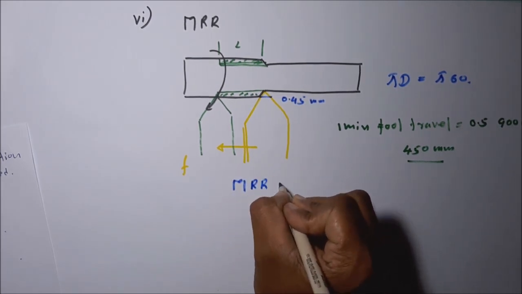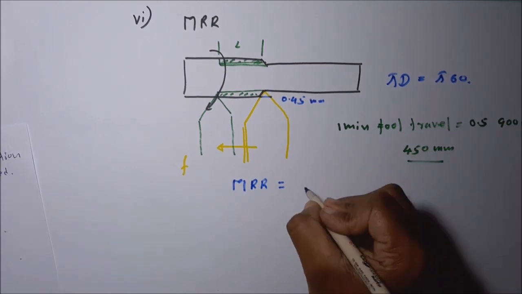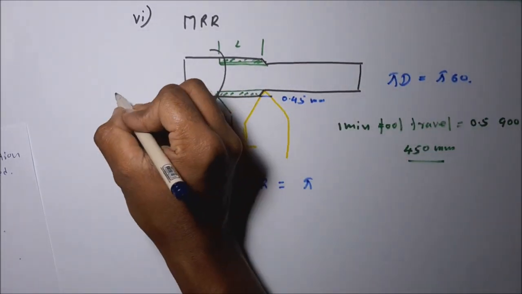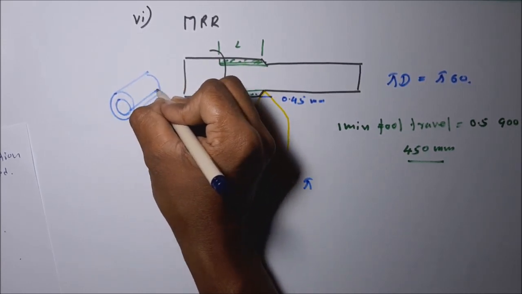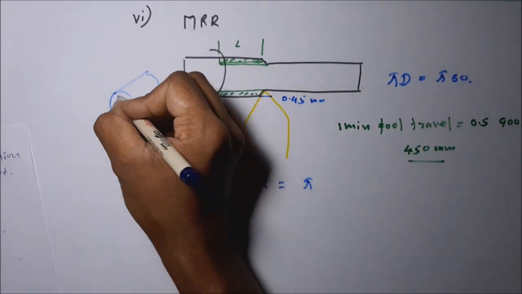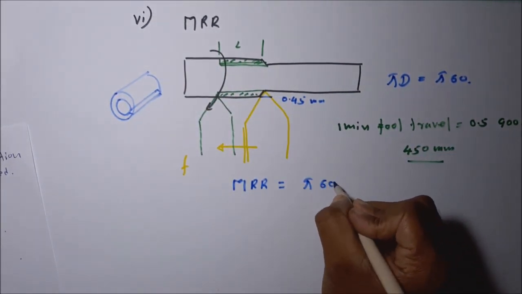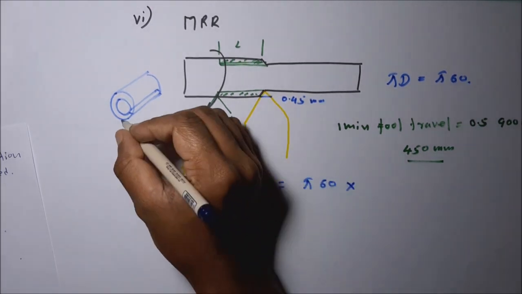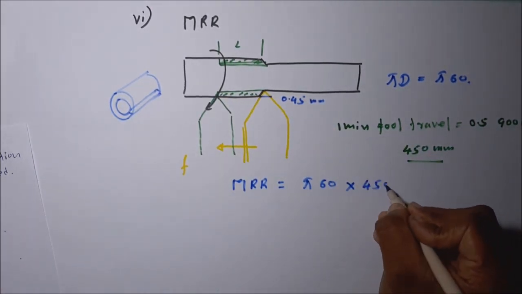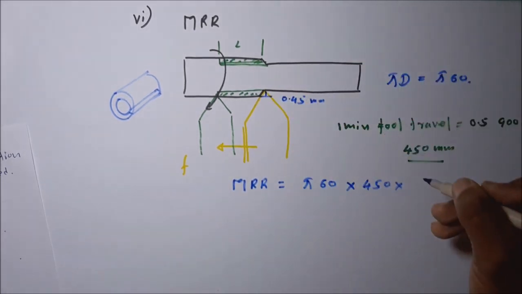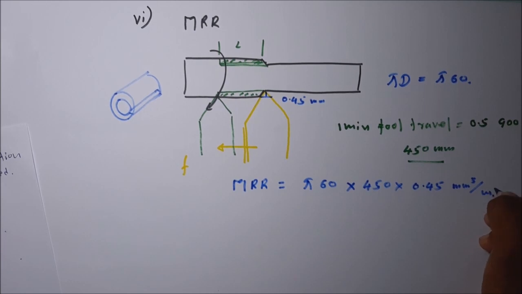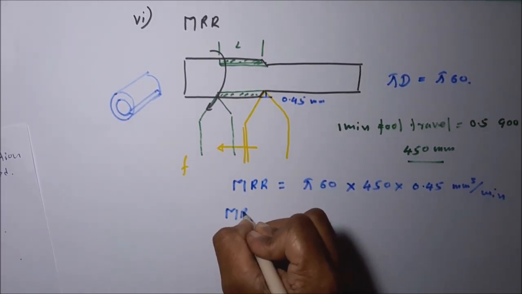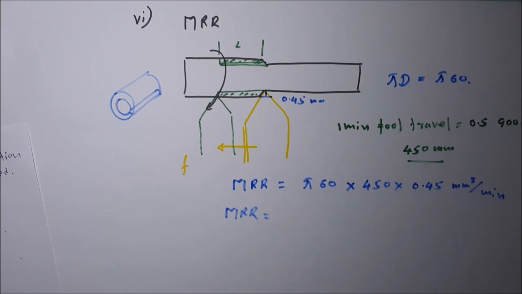So then the material removal rate for 1 minute is equal to the circumferential length. That means this kind of ring-shaped volume is removed in this process. So that ring length is 5 into d in millimeters, into this length 450, into this thickness 0.45. Then we get the answer in cubic millimeter per minute. Material removal rate is in cubic millimeter per minute.